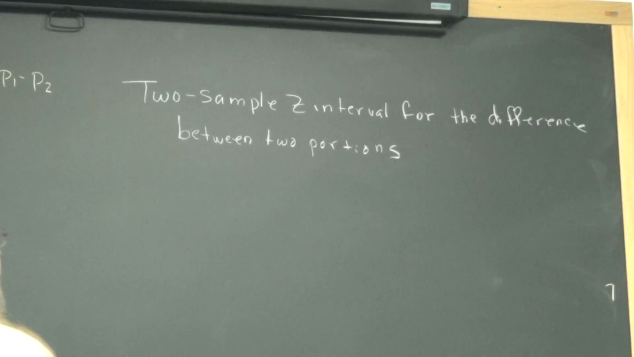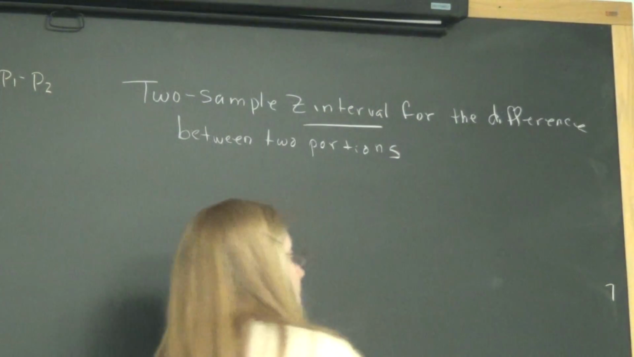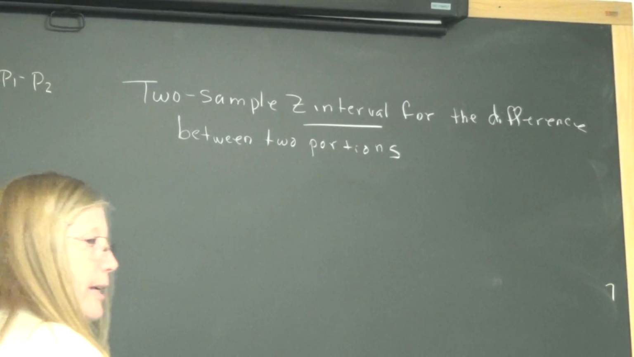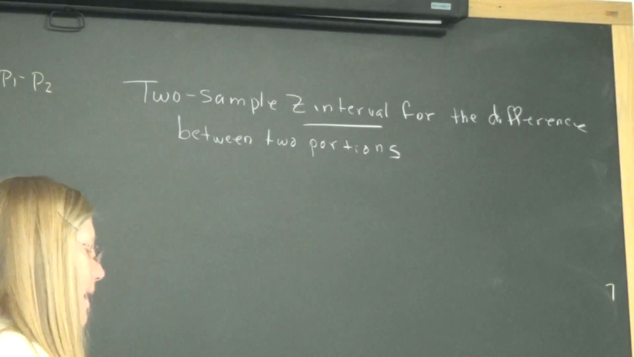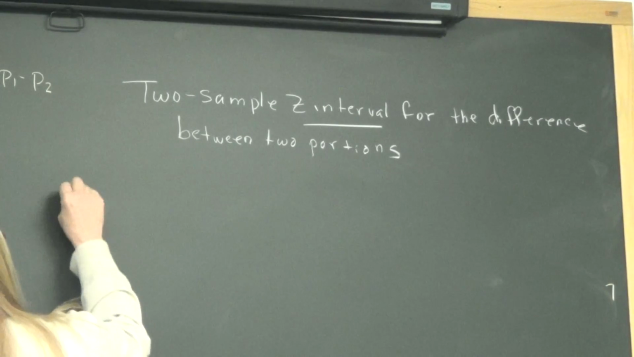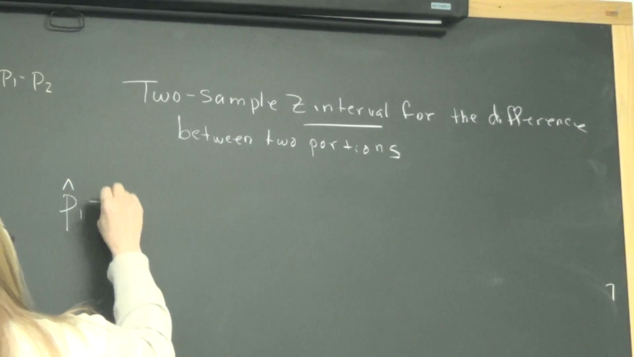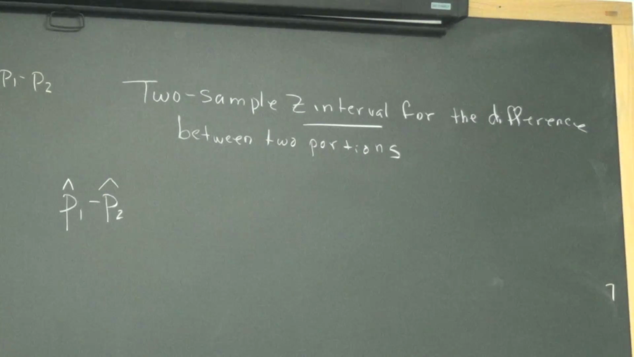See the word interval right there? So we're going to do a confidence interval, so there won't be any guessing. We'll have a firm answer. So on the top, I'll give you the theory. On the bottom, we'll do an example. So we're going to do a confidence interval for the difference between two proportions. So give yourself the difference between two proportions from a sample.